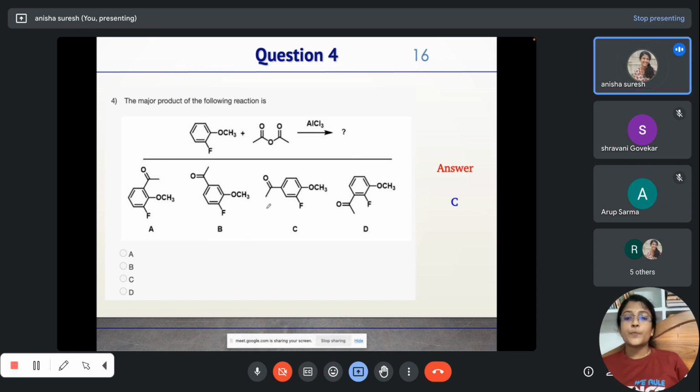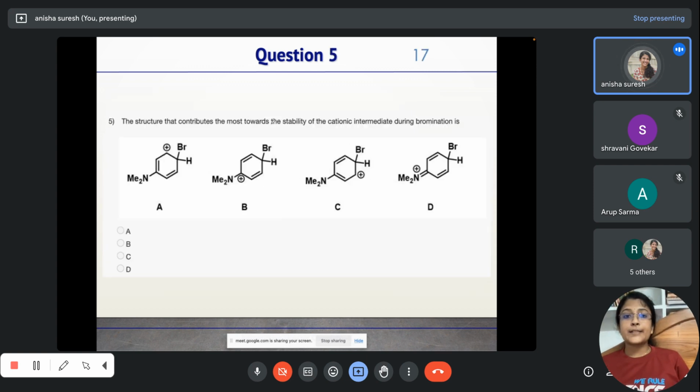So this option C will be the correct answer in case of question 4. Now coming towards question number 5. The structure that contributes the most towards the stability of cationic intermediate during bromination is. They have given 4 different structures and which of these structures will contribute the most towards the stability of the cationic intermediate during bromination.